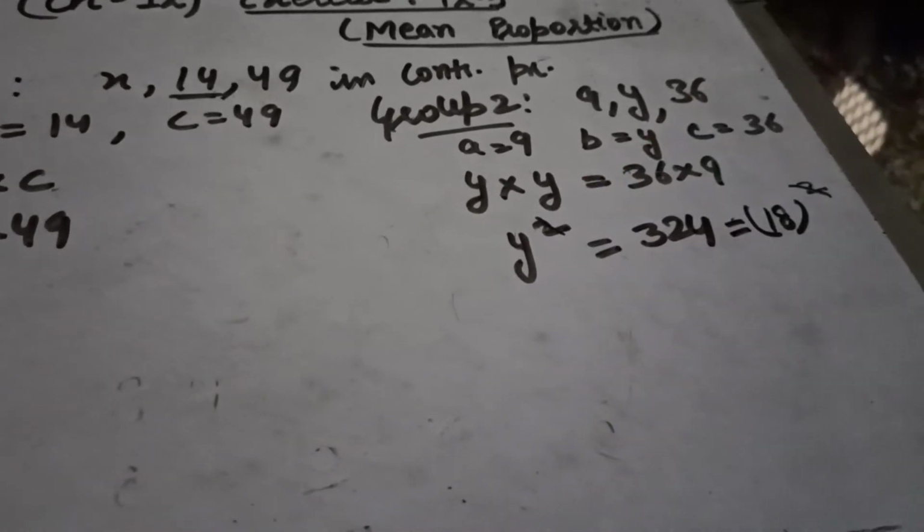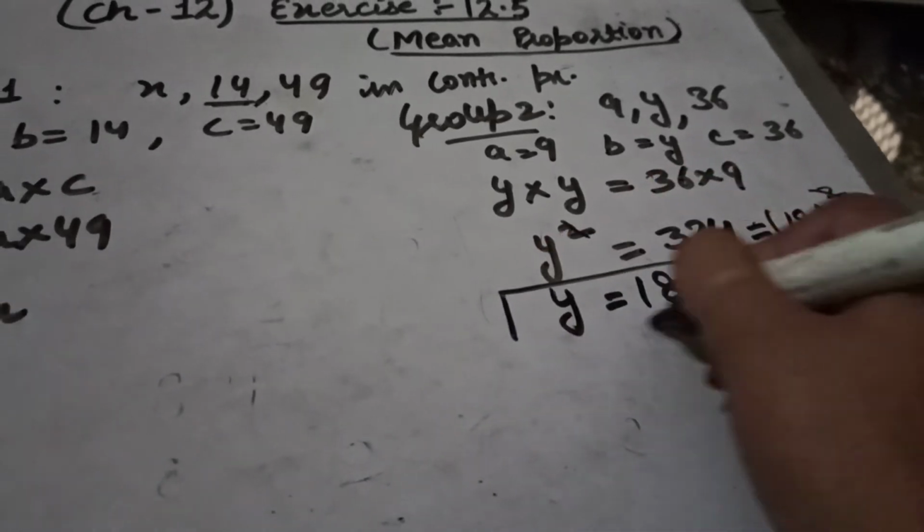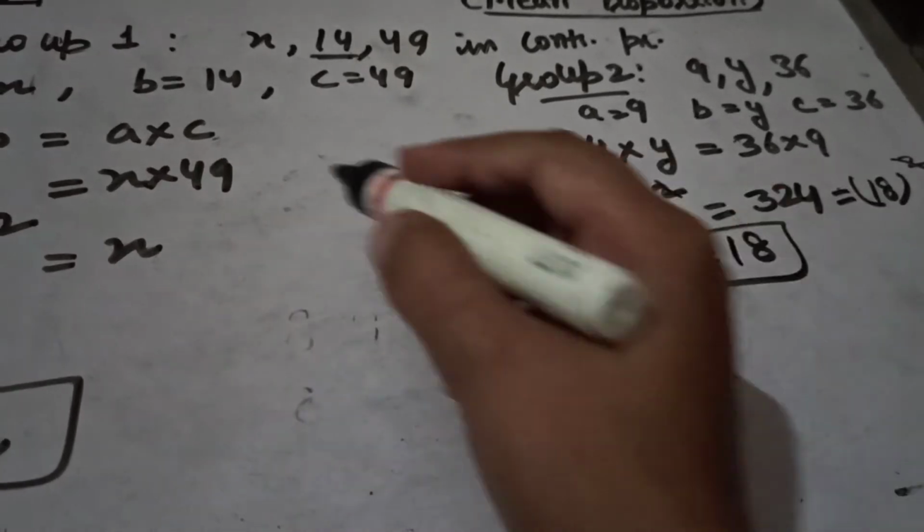Square cut by square, y equals 18. Right? Now from this we get the value of y equals 18.